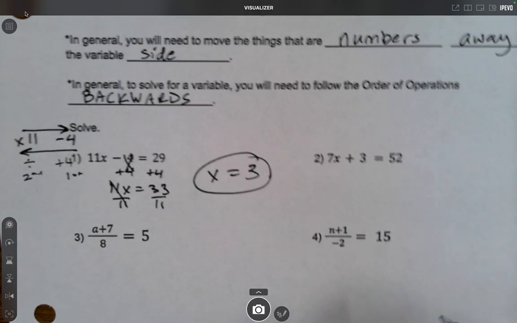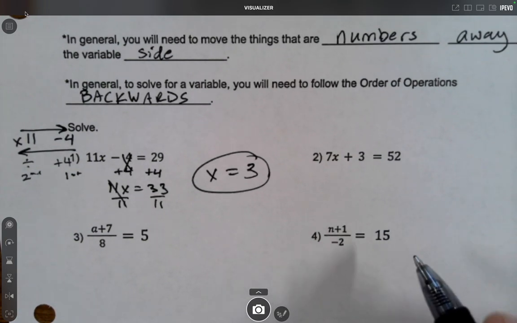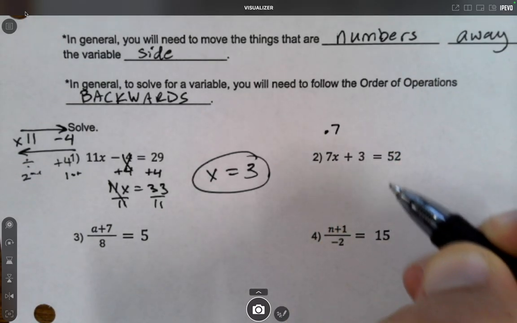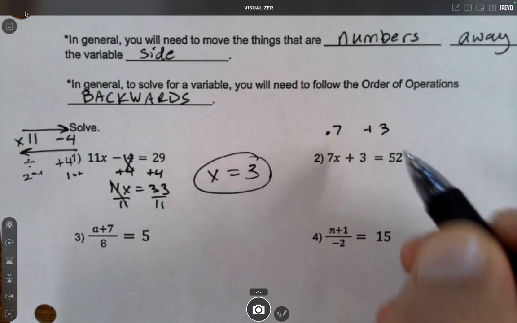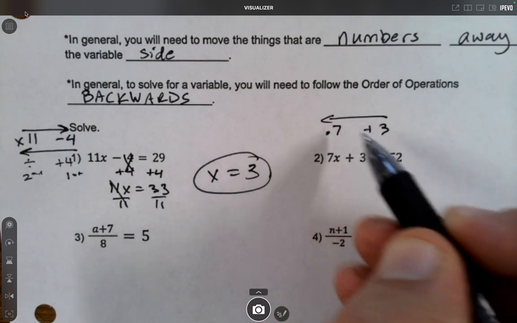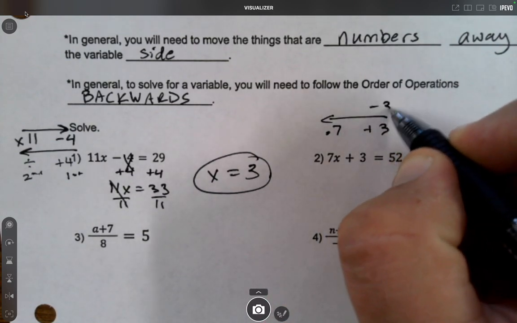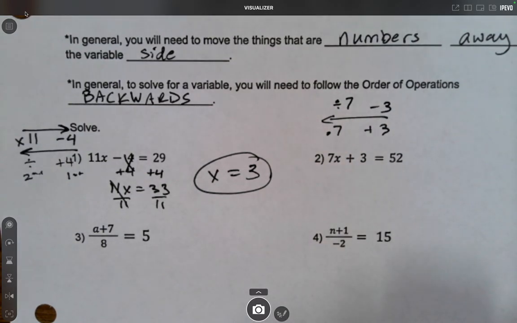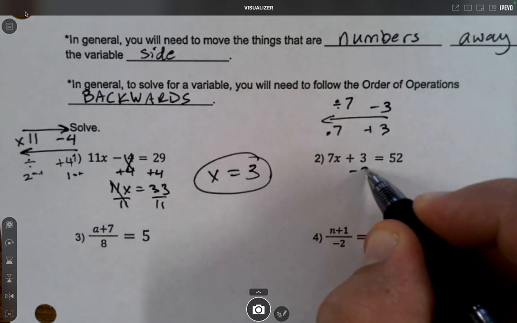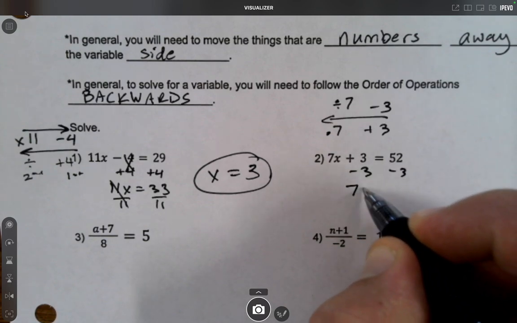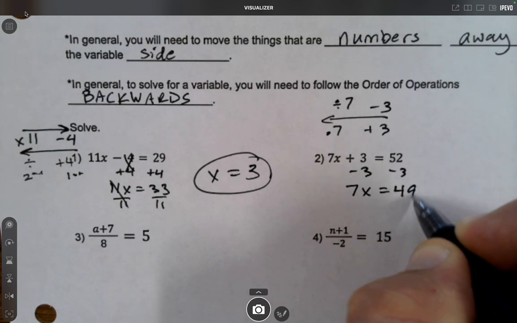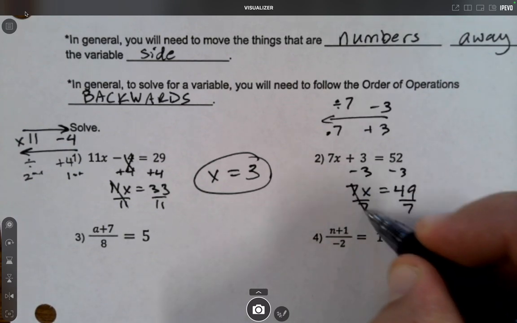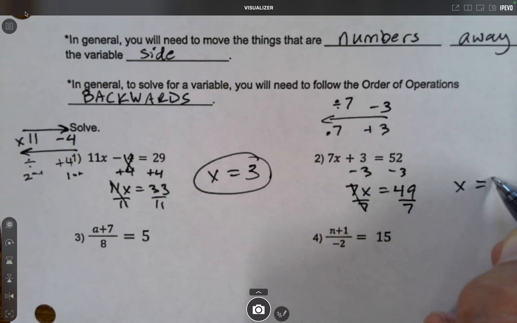Okay, so I'm going to use that same idea here. The first thing they did was multiply by 7. Then they added 3. So if we're going to go backwards from that, we're going to have to subtract 3 and then divide by 7. So we subtract 3 from both sides. We get 7x equals 49. We divide both sides by 7. And we get x equals 7.